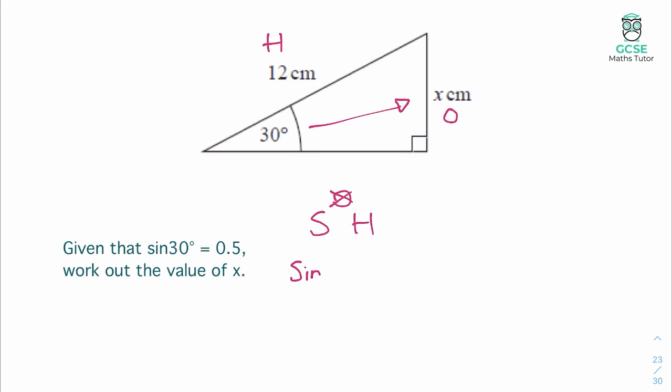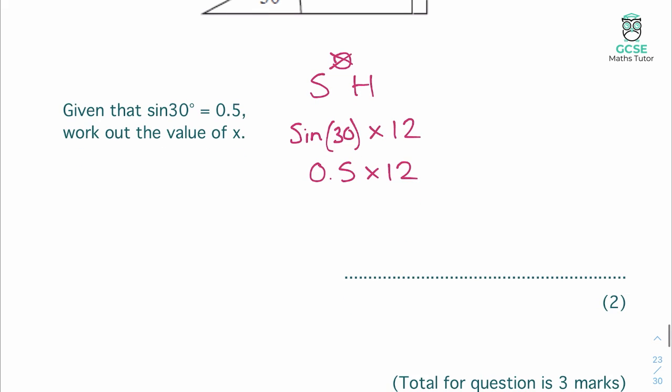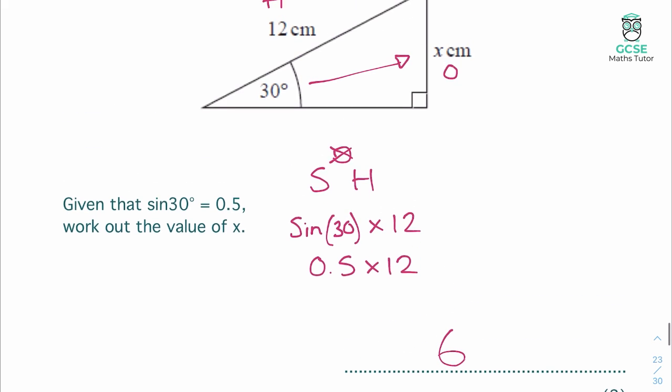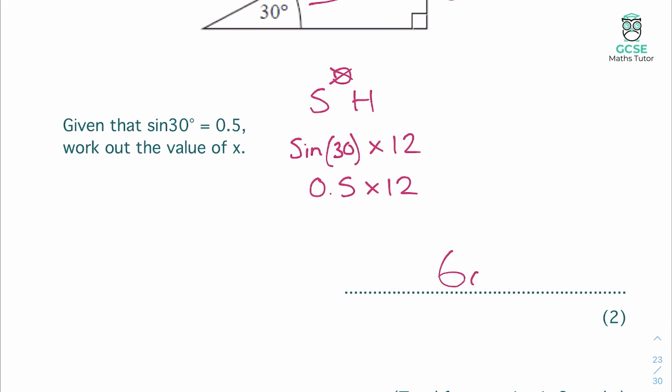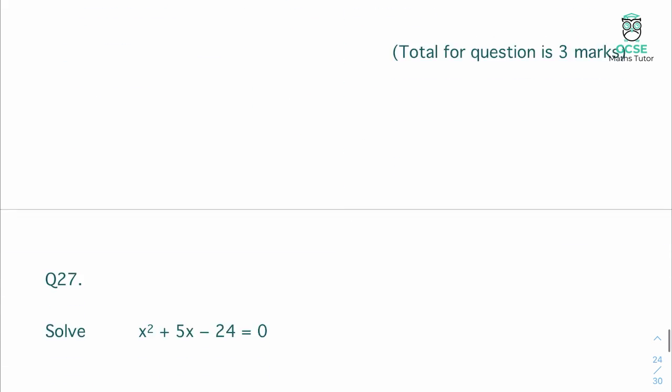So normally with Socrates we do sine 30 multiplied by the hypotenuse, which is 12, but this has told us that sine 30 is 0.5, so it's 0.5 times 12, and if you times anything by a half, it halves it, so 0.5 times 12 is going to equal 6. So the answer is 6, and it's in centimetres. There's no centimetres on the line there, so we'll put centimetres as well, and that'll be our final answer, 6 centimetres. Okay, on to our next question.